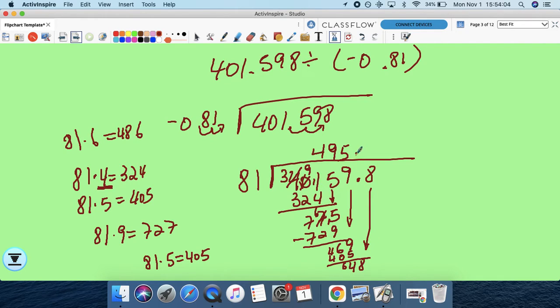648. Let's bring the decimal here. How many times can 81 go into 648? It's 8 times. 81 times 8 is 648. And that's our answer. 0 remainder. Negative, sorry, 495.8. Next question.